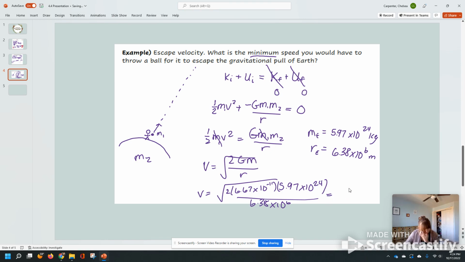Comes out to a pretty big number. It's 1.1 times 10 to the 4th meters per second. That ends up being about 25,000, so about 25,000 miles per hour. So if you were physically able to throw a ball at 25,000 miles per hour, it would go out into space and not fall back down.